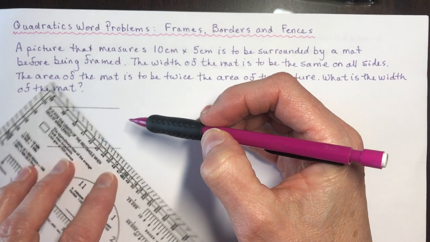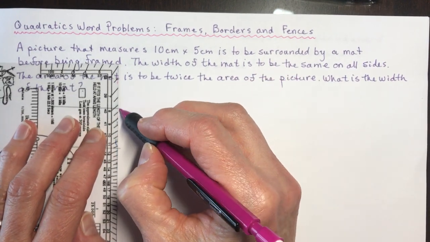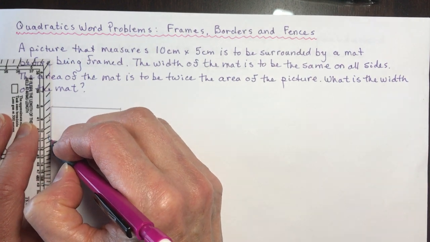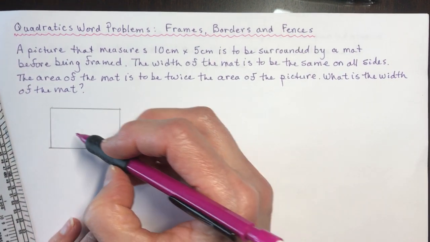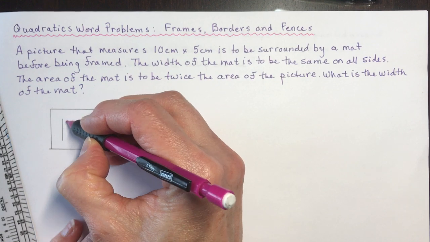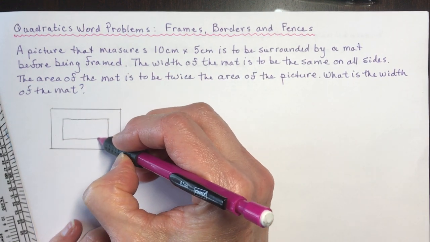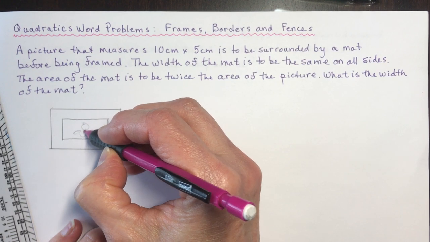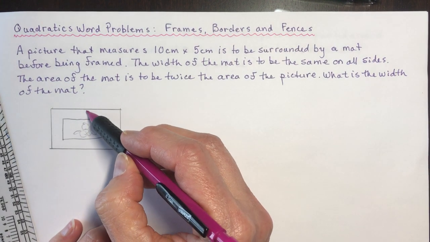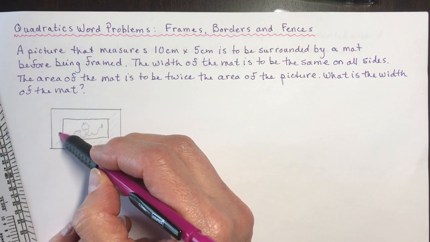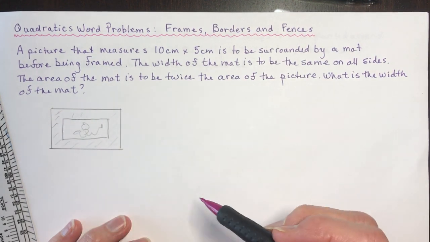Okay, so we have a picture. Now remember, the picture is inside, and a mat is just something that goes around a picture. You probably have seen them before. I'm just going to freehand this now. So this would be my picture in here. So here's my lovely picture that I took, and I put a mat. This is the mat, this part here. And then the outside would be the frame.